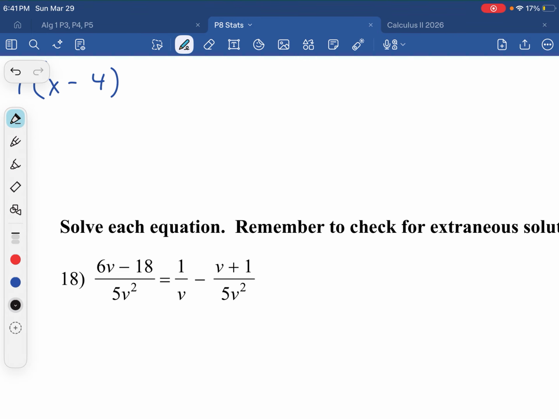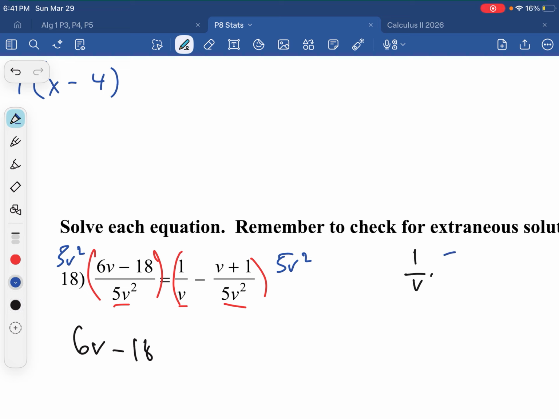When we have rational expressions in equations, what I want to do is multiply by the common denominator. In this case, if I have 5v squared, v, and 5v squared, 5v squared is the common denominator. So it's like I'm multiplying both sides of the equation by 5v squared. This would become 6v minus 18. If it's 1 over v times the 5v squared, I get 5v squared over v, or equals 5v. And then v plus 1 over 5v squared is just going to be minus v plus 1.